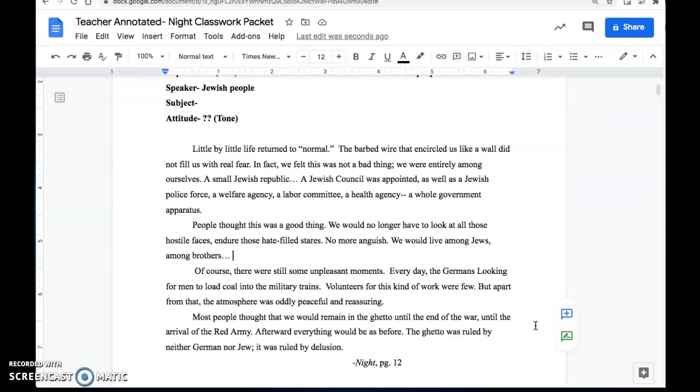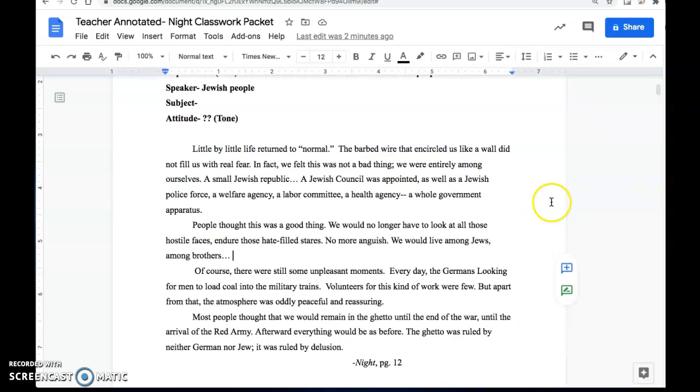Volunteers for this kind of work were few, but apart from that, the atmosphere was oddly peaceful and reassuring. Most people thought that we would remain in the ghetto until the end of the war, or until the arrival of the Red Army. Afterwards, everything would be as before. The ghetto was ruled by neither German nor Jew. It was ruled by delusion.